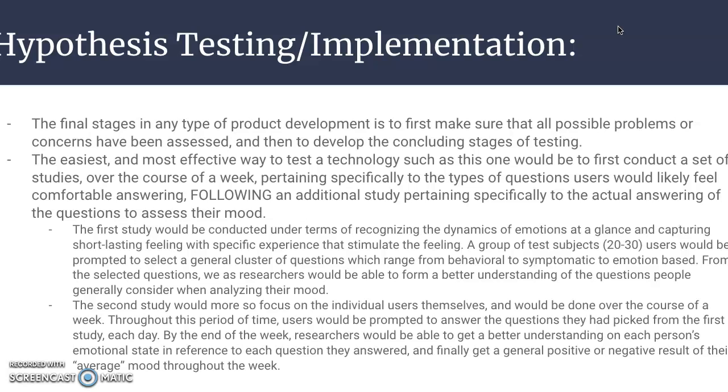The second study would more so focus on the individual users themselves and would be done over the course of a week. Throughout this period of time, users would be prompted to answer the questions they had picked from the first study each day. By the end of the week, researchers would be able to get a better understanding on each person's emotional state in reference to each question they answered, and finally, get a general positive or negative result of their average mood throughout the week.